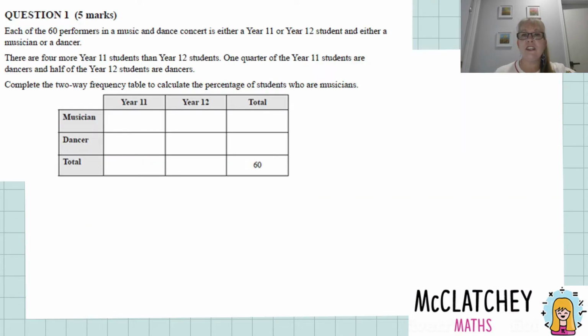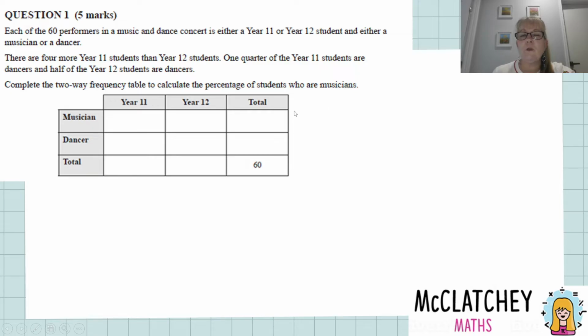Okay, let's get straight into question 1 worth 5 marks. Each of the 60 performers in a music and dance concert is either a Year 11 or a Year 12 student, and they're either a musician or a dancer. There are 4 more Year 11 students than Year 12 students. 1/4 of the Year 11 students are dancers, and half of the Year 12 students are dancers. Complete the two-way frequency table and then calculate the percentage of students who are musicians.